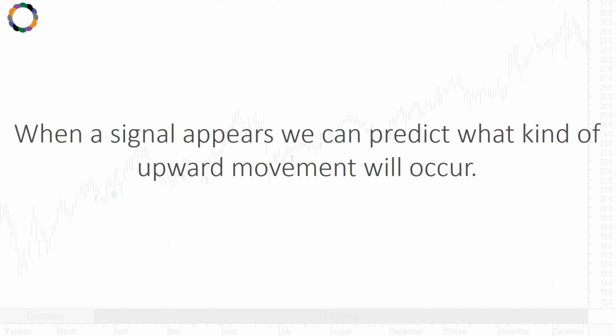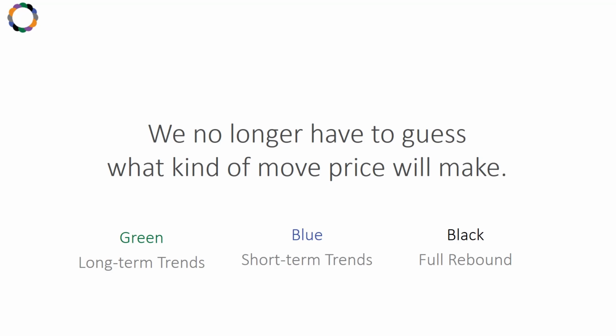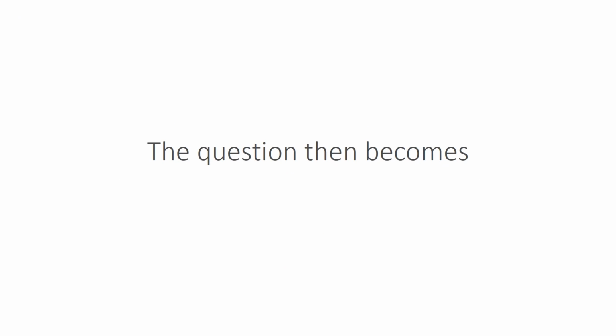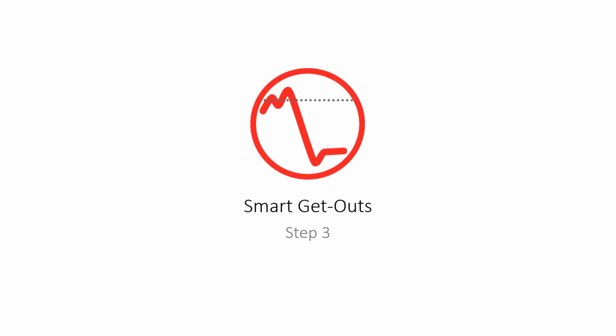So to recap step 2, when a signal appears, we can predict what kind of upward movement will occur. We no longer have to guess what kind of move price will make. Our signals will predict long-term trends, short-term trends, and rebounds back to recent highs. Now that we know when to enter a trade, the question then becomes, where and when is the correct time to exit? Which brings us to step 3, smart get outs.